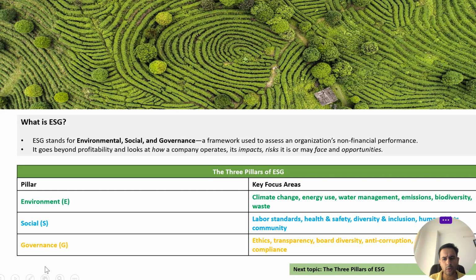Most of us know what ESG broadly means, but it's always a good idea to refresh our minds. ESG stands for three broad areas of study. It's an acronym for environmental, social, and governance, the three pillars of ESG. So, three areas of study, three areas of reporting. As we know, it means non-financial reporting.